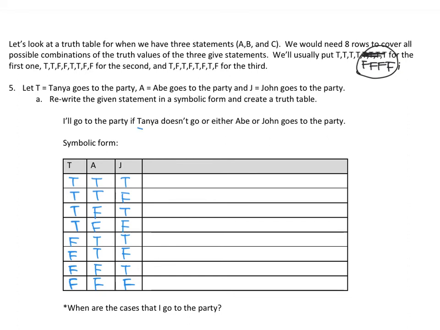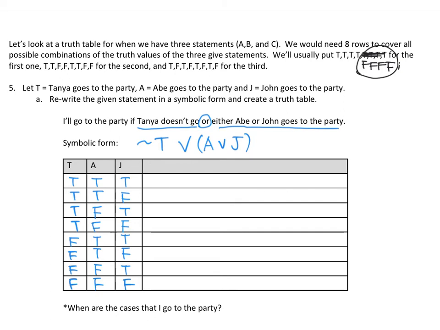So if Tanya doesn't go, or, I notice this or, either Abe or John goes to the party. Okay, there's a lot of or. So this is what's going to go. Tanya doesn't go, so negation of Tanya. It says or, and it says Abe or John goes to the party. So Abe or John. I'm going to put the parentheses around it, because it's Tanya doesn't go, or the second part is Abe or John, right?